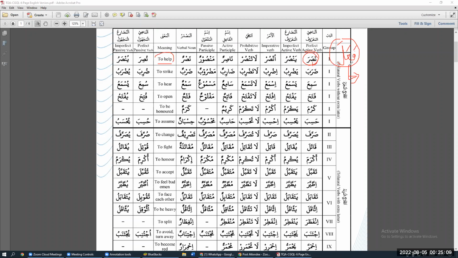Fa'ala is he did. And what will be the meaning of nasara? He helped. Exactly. What will be the meaning of daraba? He hit. Sami'a, he heard. Fataha, he opened. Karuma, he is honored. Hasiba, he assumed. Okay. Now let's superimpose.